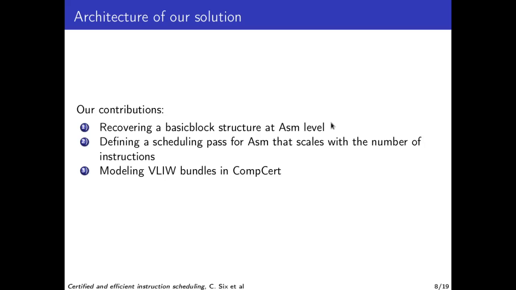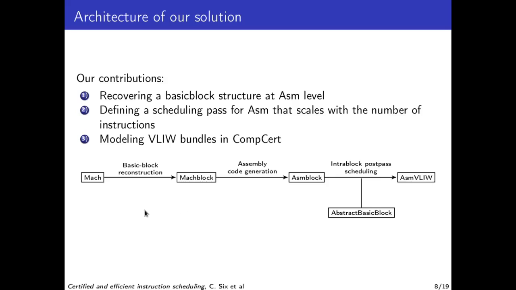So we have three contributions to tackle the difficulties of implementing a scheduling path at the ASM level. The first contribution is a method to recover the basic block structure at ASM level, despite the issue of PC that I mentioned earlier. The second one is the scheduling path that scales with the number of instructions. And the third contribution is the modeling of the VLIW parallel bundles execution in CompCert. So our architecture is as follows.